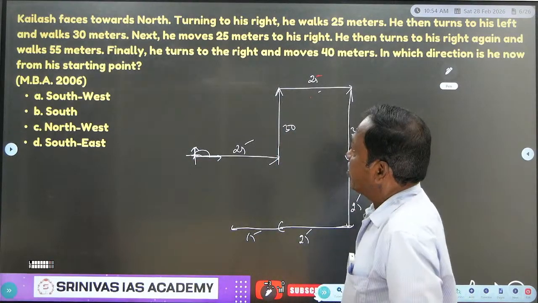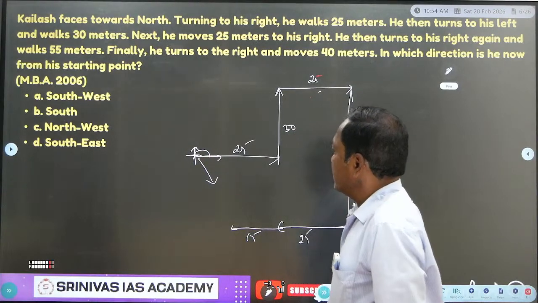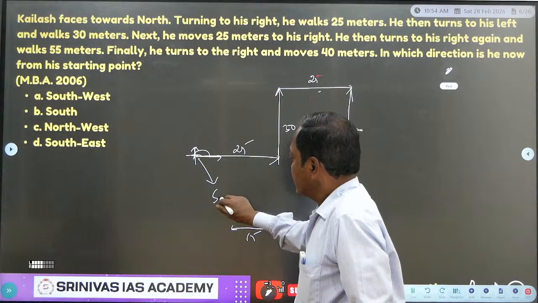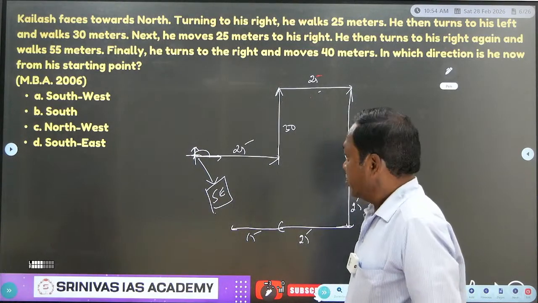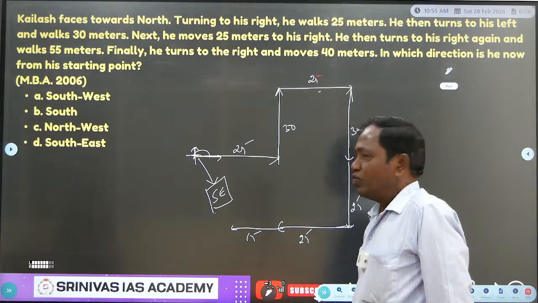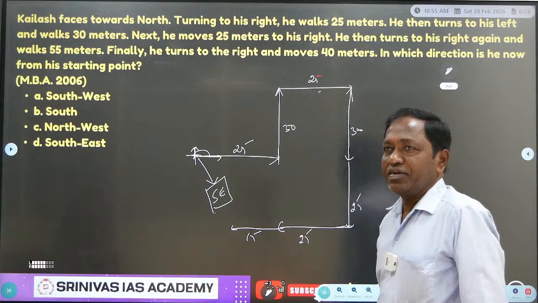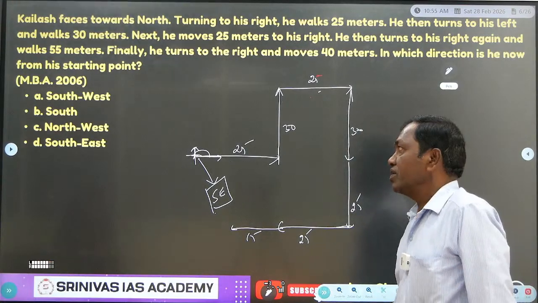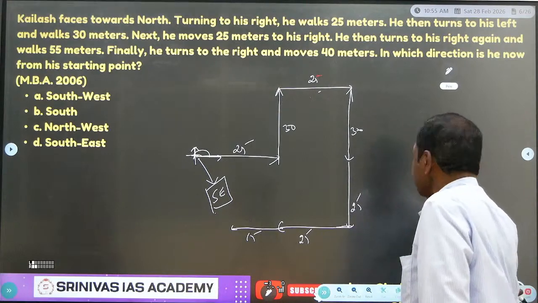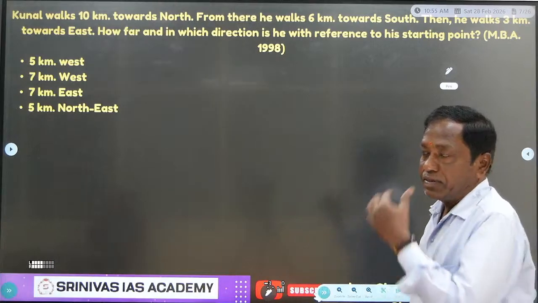In which direction is he now from his starting point? Southeast, isn't it? Southeast. If it is a straight mark, then only south. Understandable. Okay, yes. Because these are the latest pattern questions.